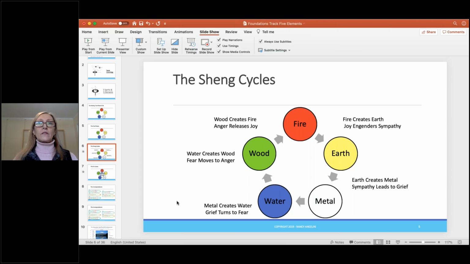So the Sheng cycles, and I do want to go back to a little bit more on that, but I'll weave it in here. So we have the Sheng cycles. The Sheng cycle is this dynamic cycle between fire, earth, metal, water, and wood. So fire creates the earth. Joy is fire. Joy is passion.